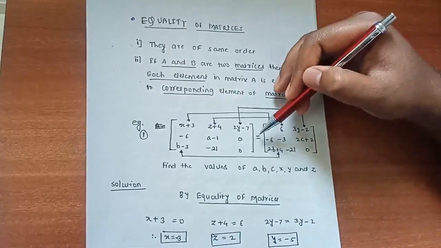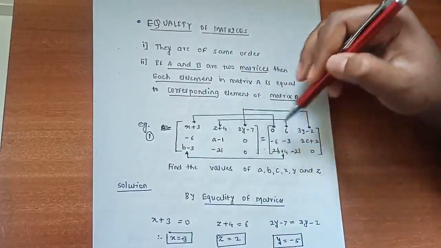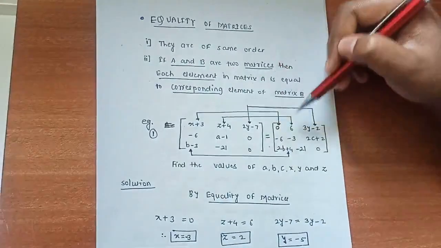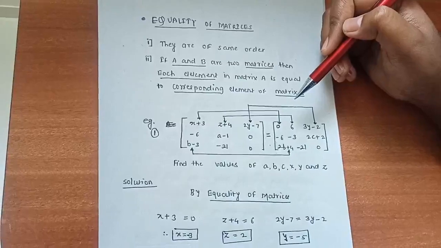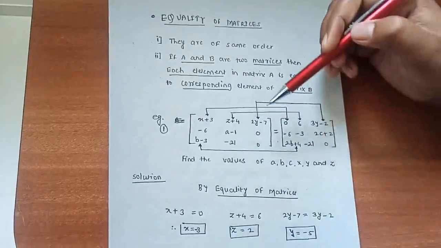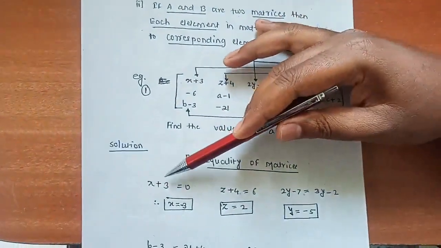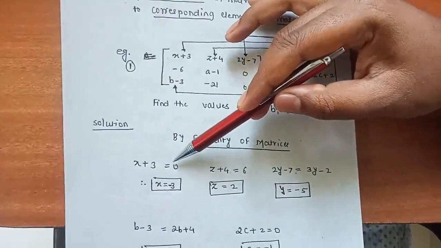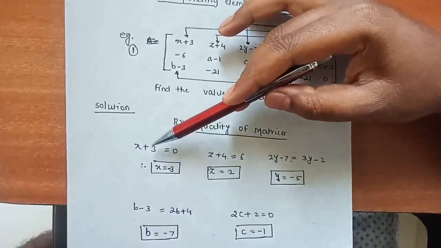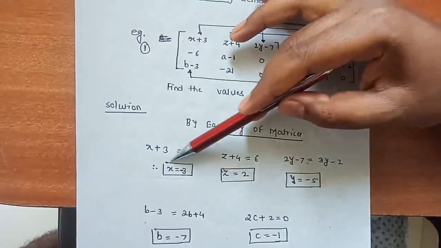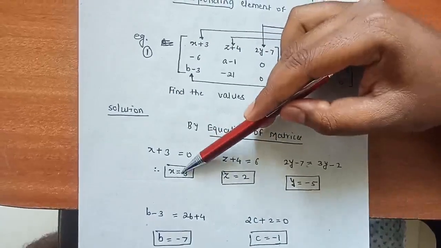In the exam, if they are given by equality of matrices, then easily we can equate the corresponding elements and we can find the respective variable values. Now see the solution. As I said, x plus 3 can be equal to 0. So I have just equated here x plus 3 equal to 0. This plus 3, if it comes here, becomes minus 3. So x is equal to minus 3. So I got the variable x value.